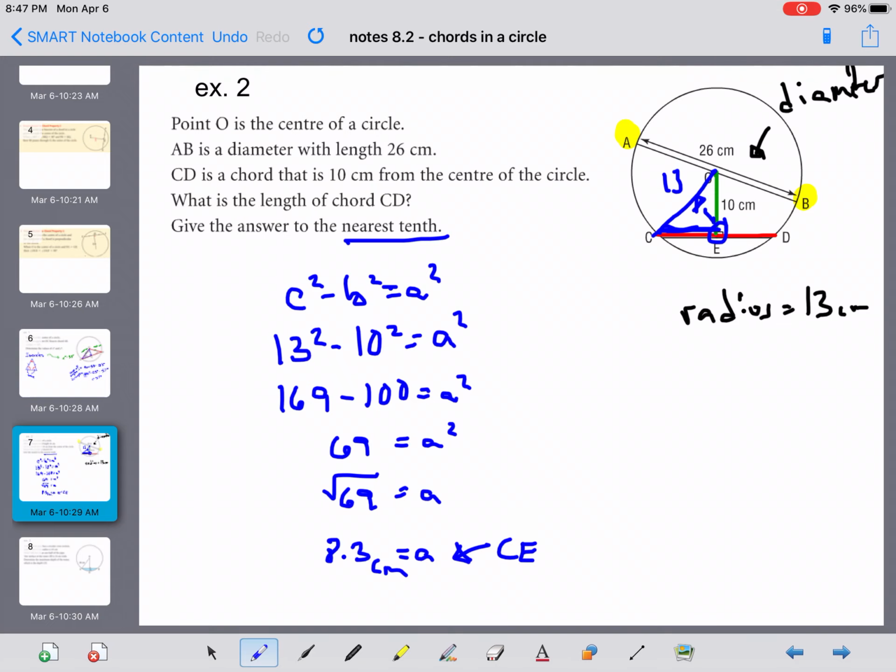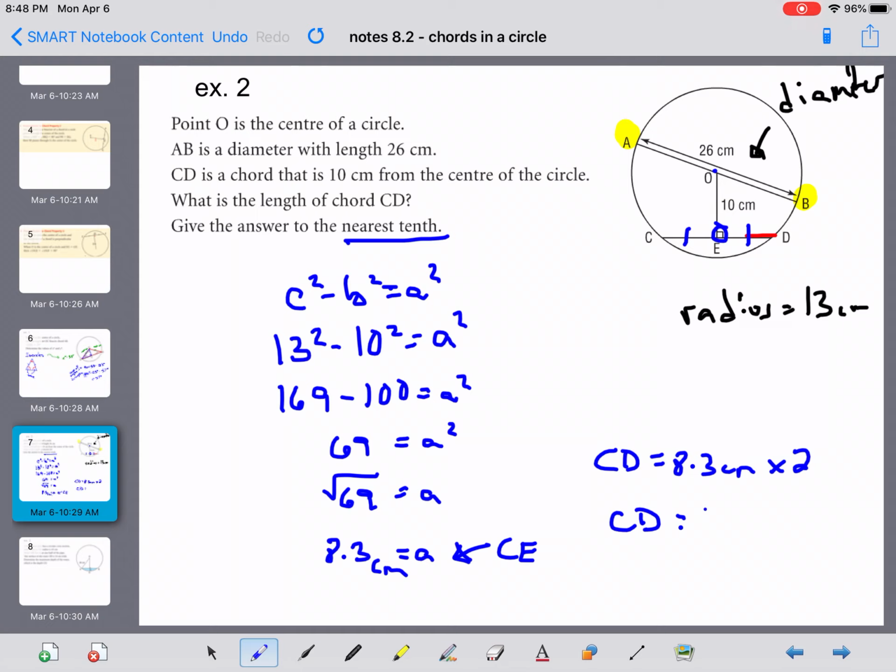To get CD, we know that's a 90 degree. I'm going to erase some of the lines I put on here. We know this is a 90 degree right there, and if it's a 90 degree, that cuts the chord in half. It's a perpendicular bisector, and we talked a whole bunch about that yesterday. That 90 degree cuts the chord in half. So to figure out how long chord C to D is, all I'm going to do is take that 8.3 centimeters and double it.